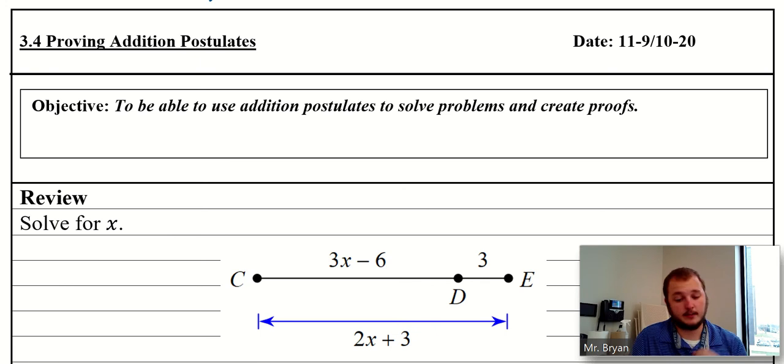Okay, so the label for today is going to be 3.4, proving addition postulates. Now that we've talked about it with algebra, can we apply this to things we've already talked about in our geometry class? The date today is going to be the 9th or 10th, depending on whenever you have this class. And the objective for today is we want to be able to use the addition postulates that we've talked about before. Remember the segment addition postulate and the angle addition postulate. We're going to use those to be able to prove different things about angle measures, variables, things like that.